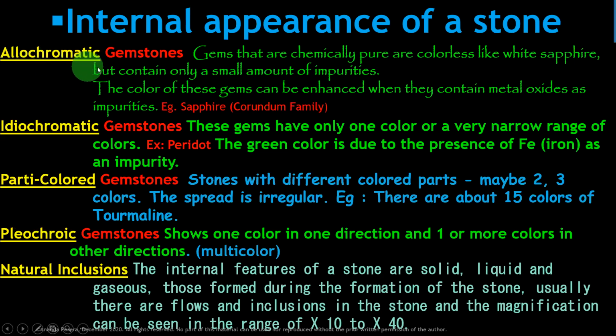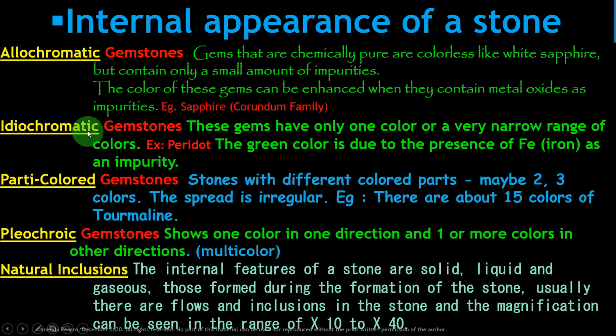What are allochromatic gemstones? Gems that are chemically pure are colorless, like white sapphire, but they contain only a small amount of impurities that give the color. The color of these gems can be enhanced when they contain metal oxides as impurities. For example, Corundum family sapphires have impurities. These impurities give the color to the sapphire gemstone. So these kinds of gemstones we categorize as allochromatic gems.